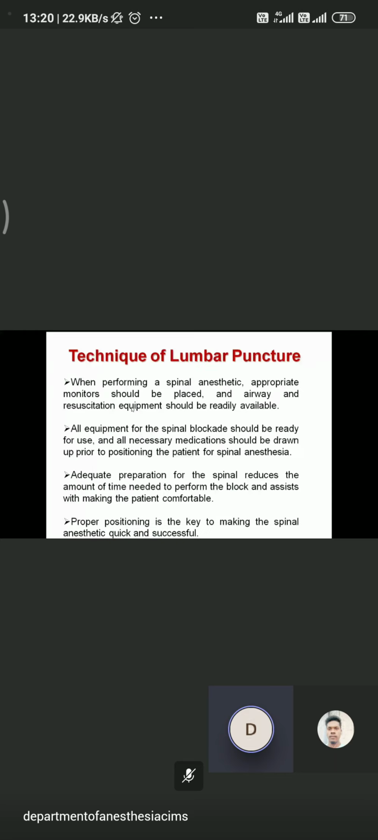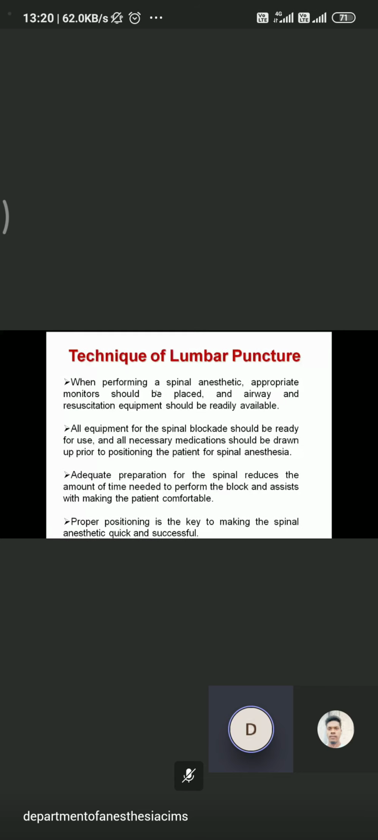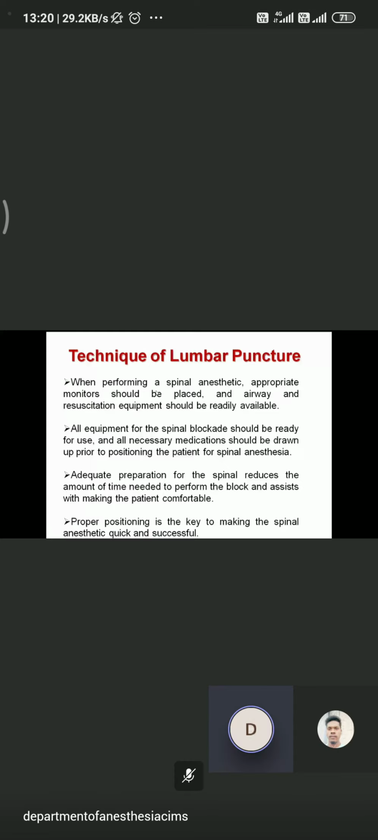So technique, I am not going into the detail, because when you come for the posting, we'll show you all these things, because just by telling you, you'll not be able to know. So before performing any type of anesthesia, all the resuscitation equipment should always be ready. It is always done in the OT, which is ready for every type of resuscitation. All the equipment for spinal anesthesia is ready before giving spinal anesthesia. Okay.